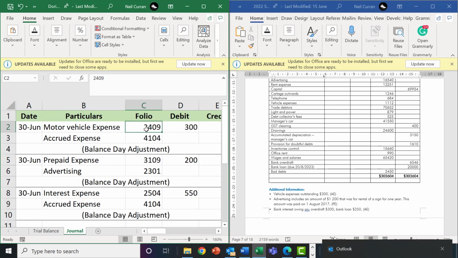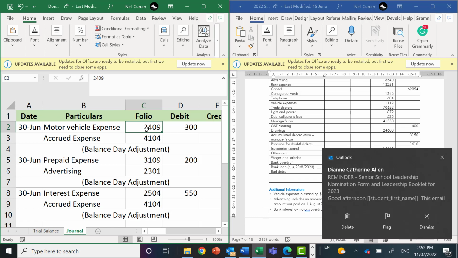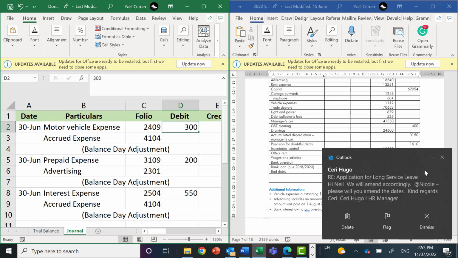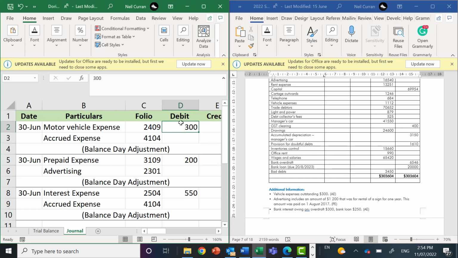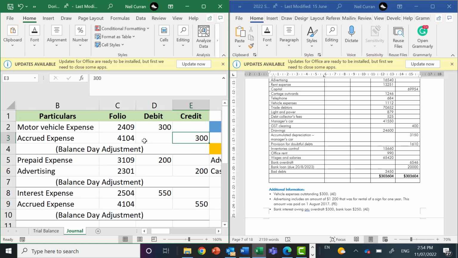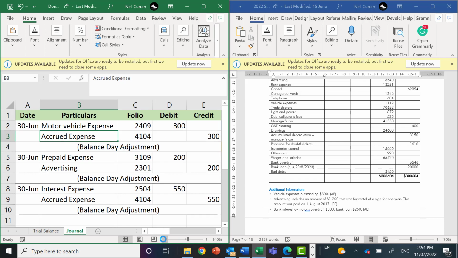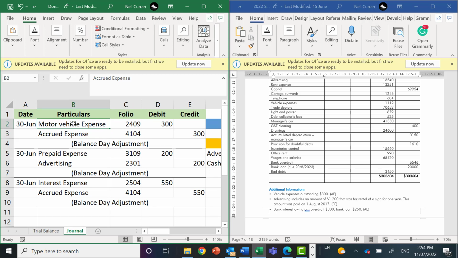This number here is the account number from your chart of accounts, which is in your textbook, and we are going to increase this motor vehicle expense by $300. And the next account is accrued expense, which is a liability, and it is going to be a credit here for $300. And what we're going to do is adjust our trial balance as we go along and complete these journals. So we are going to do that now.